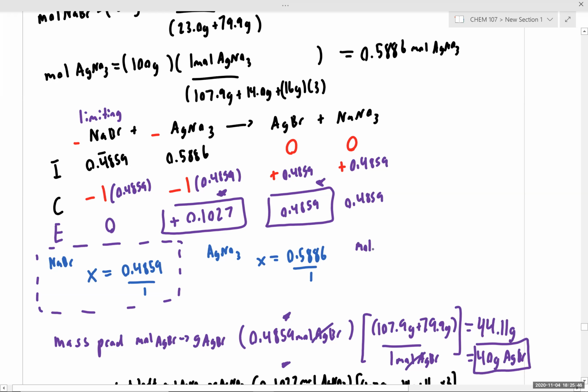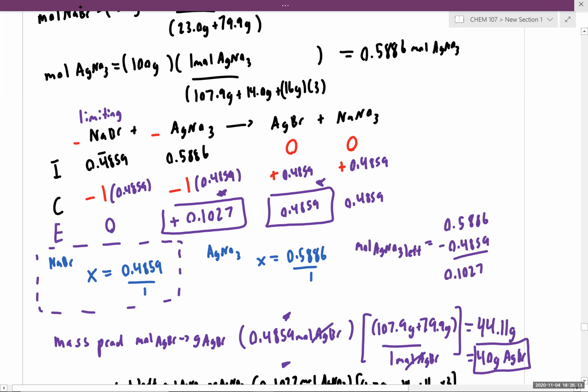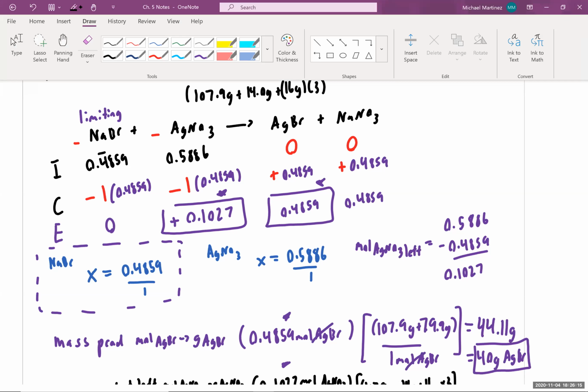In other words, our moles of silver nitrate left is equal to the initial minus the change, which is 0.5886 moles of silver nitrate minus 0.4859 moles of silver nitrate consumed, and we're left with 0.1027. Okay, thank you. Perfect, no problem at all.